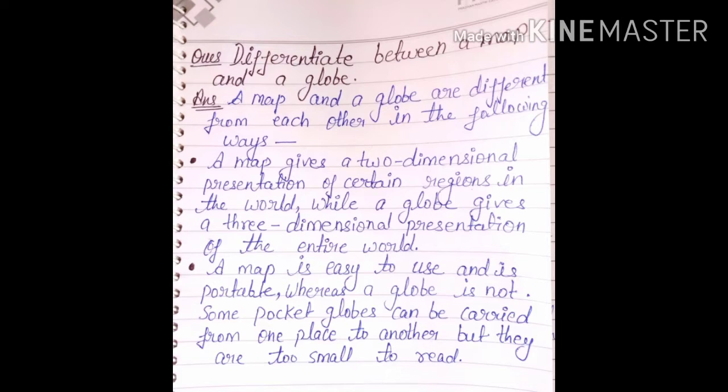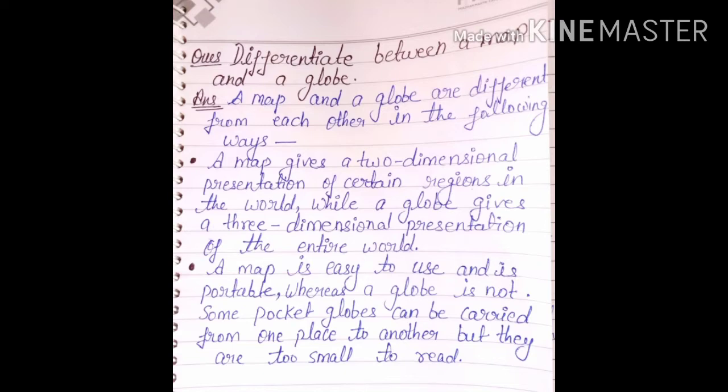The next question is, differentiate between a map and globe. The answer is, a map and a globe are different from each other in the following ways. A map gives a two-dimensional presentation of certain regions in the world, while a globe gives a three-dimensional presentation of the entire world. Next point, a map is easy to use and is portable, whereas a globe is not. Some pocket globes can be carried from one place to another, but they are too small to read.